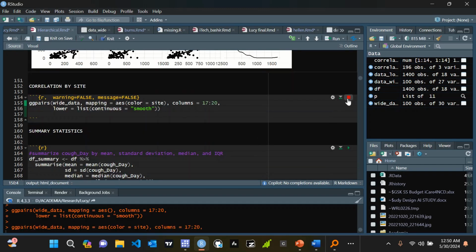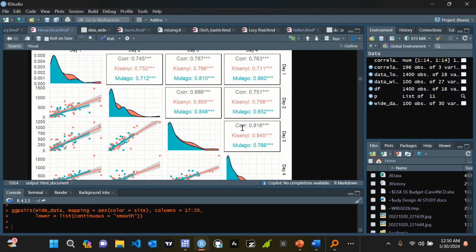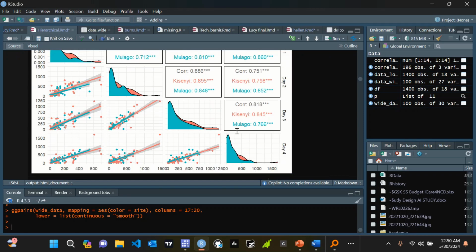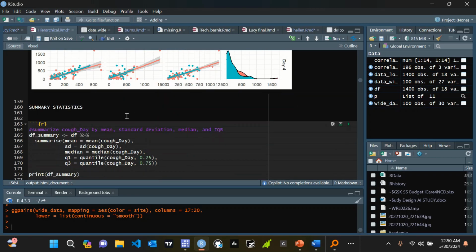We can do the correlation per site, and we also visualize correlation per site. There are 2 sites, Kisenyi and Mulago. There are even high correlations between the 2 sites. It means the sites also have a correlation structure, they are correlated.